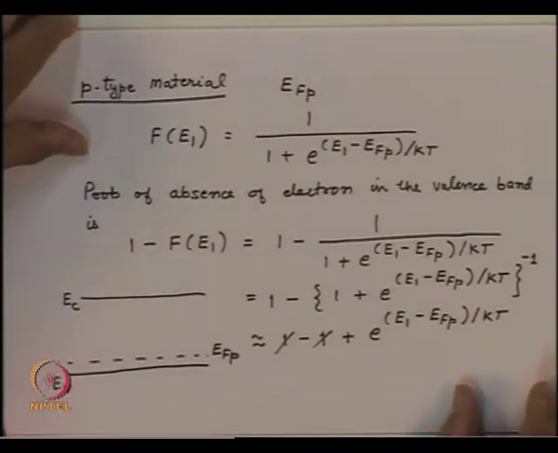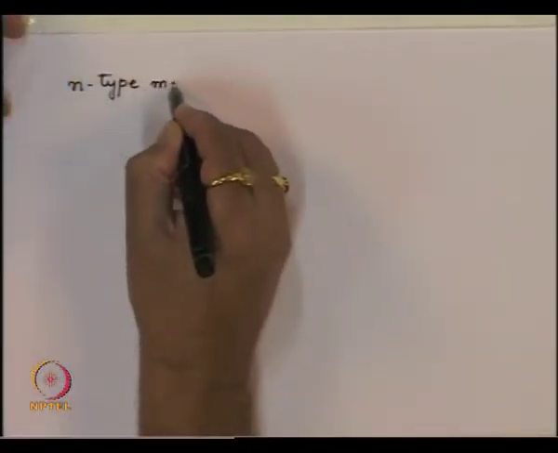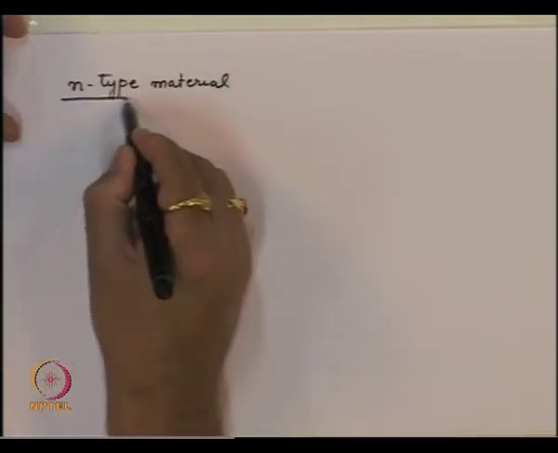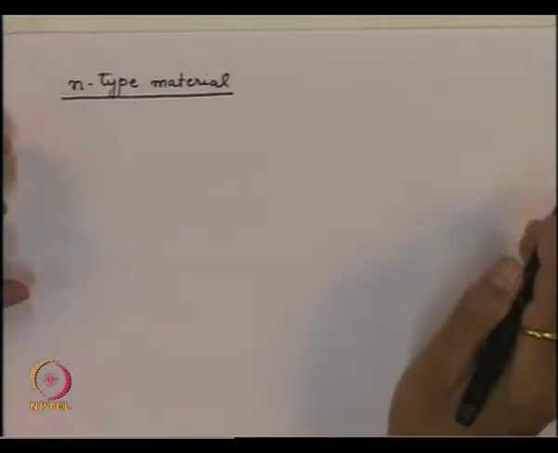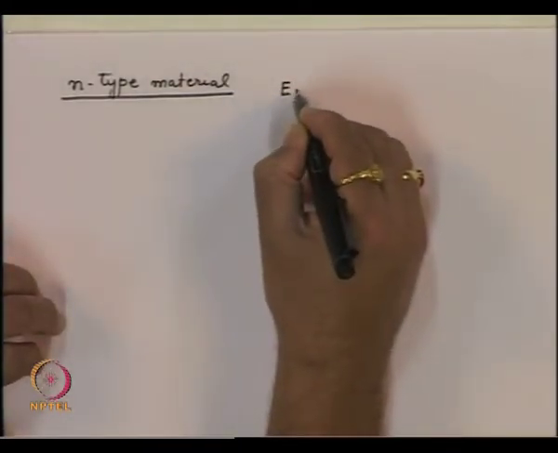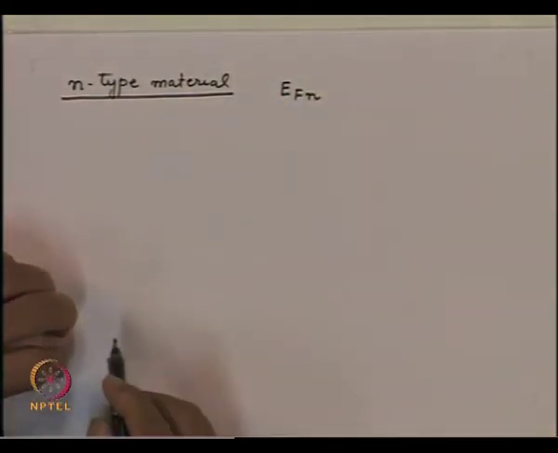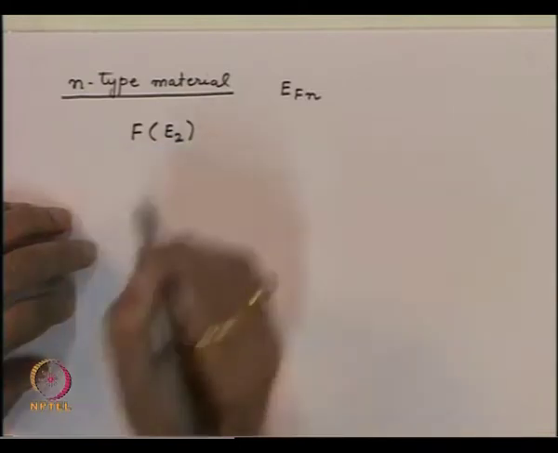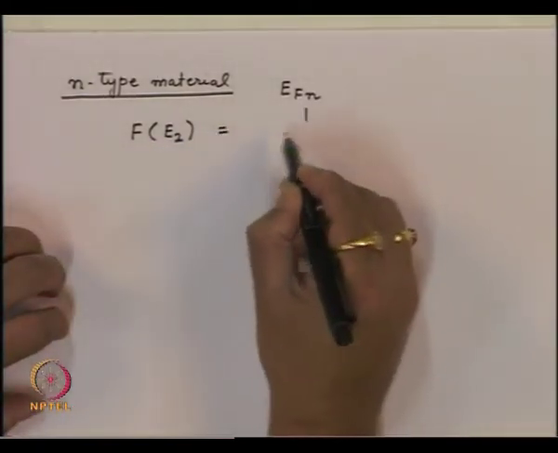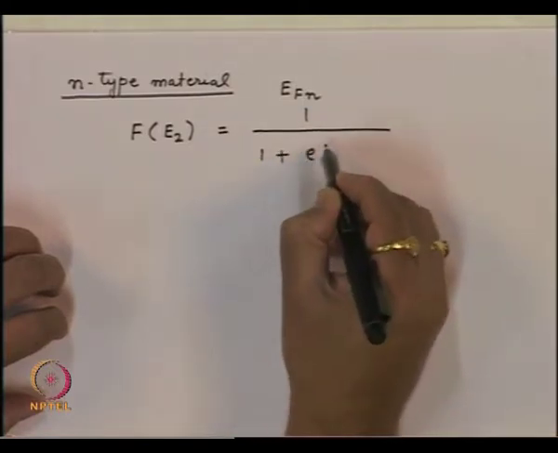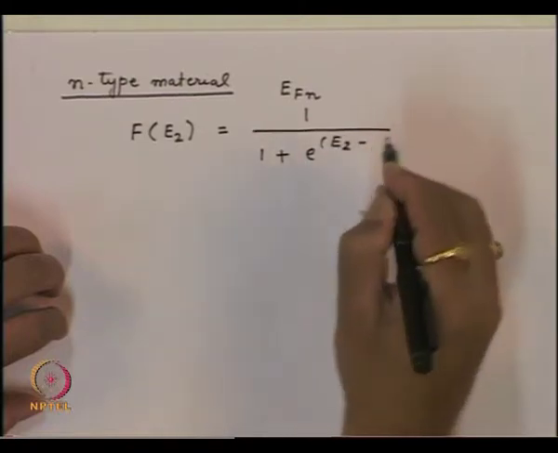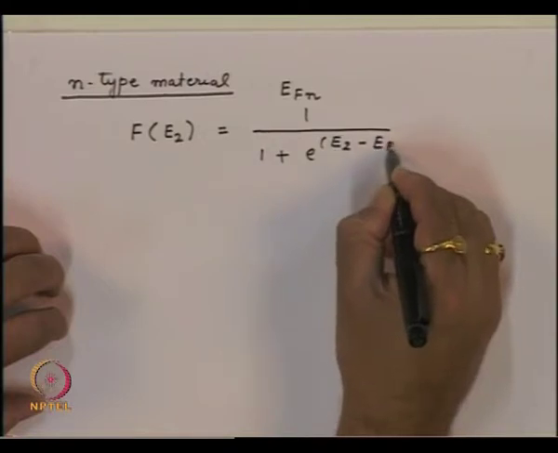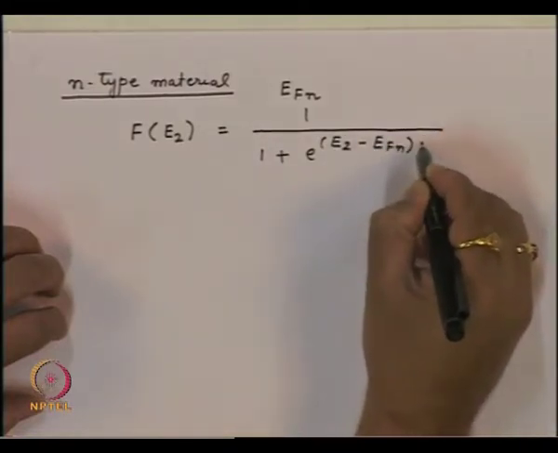A similar exercise we can now do for the conduction band, in the n-type material. So, if I consider now the n-type material, and let us say for the n-type material the Fermi level is given by E_fn. The Fermi function in the conduction band, where the energies are denoted by E2, will be equal to 1 upon 1 plus e to the power (E2 minus E_fn) divided by kT.